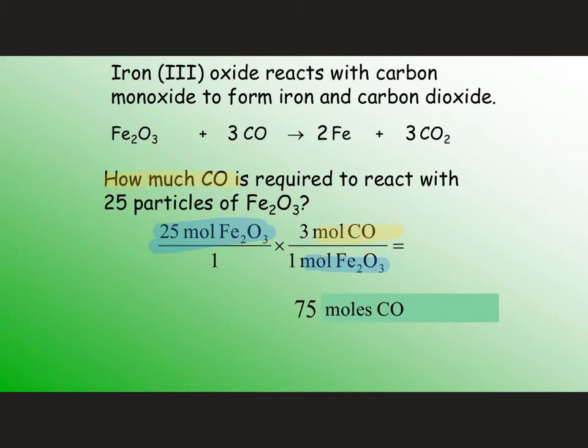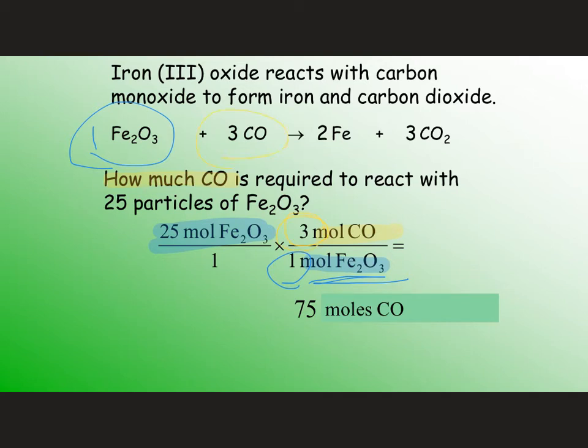Then the question becomes, where do I get the mole ratio numbers from? And the answer is from the balanced equation. To find out how much of the Fe2O3, I have to look at the balanced equation. The coefficient there is 1, so that is the number I will use in front of the moles of Fe2O3.